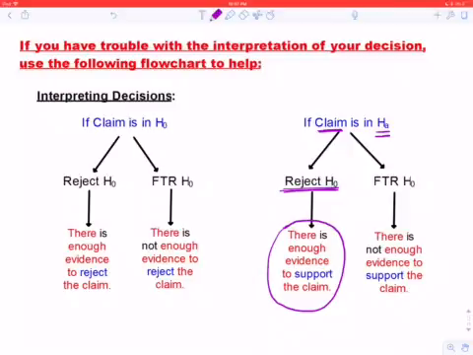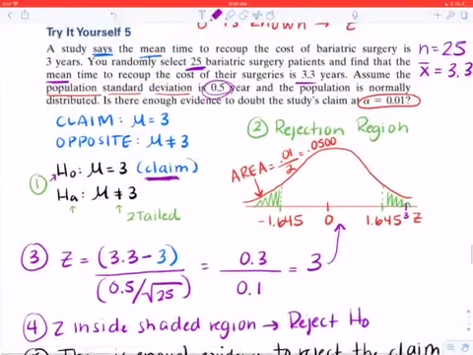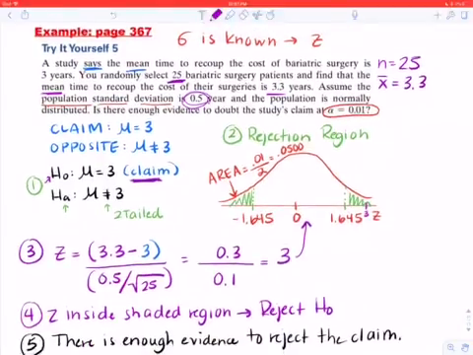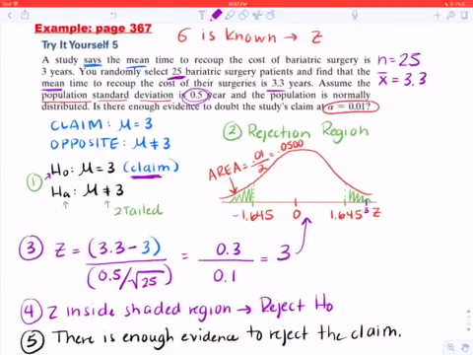So notice this time my claim was in the null hypothesis. I decided to reject that null hypothesis, and so this was the interpretation. All right, there is enough evidence to reject that claim. That means basically what I'm saying is no, the mean is not 3, because based on what happened in the sample, I was able to reject that claim.